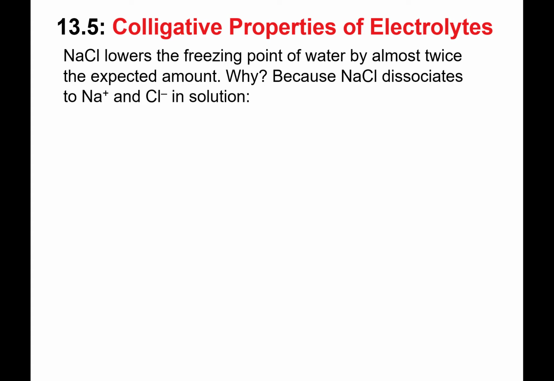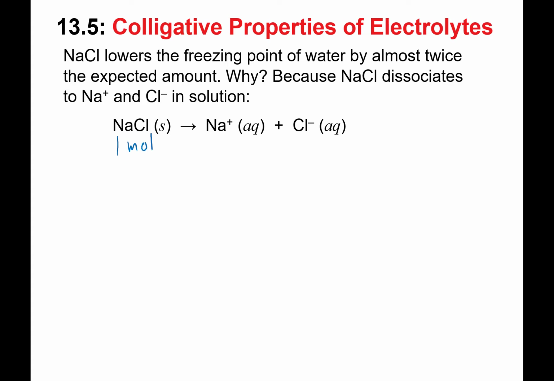Now I mentioned at the beginning that the extent of colligative properties depends on how many solute particles are dissolved. Now we learned that when sodium chloride dissolves in solution, it's an electrolyte and it dissociates into sodium ions and chloride ions.